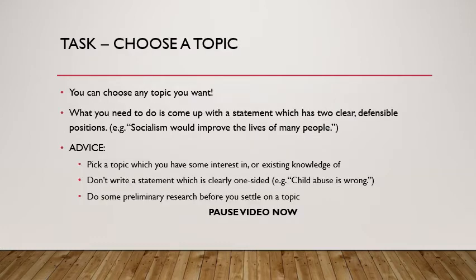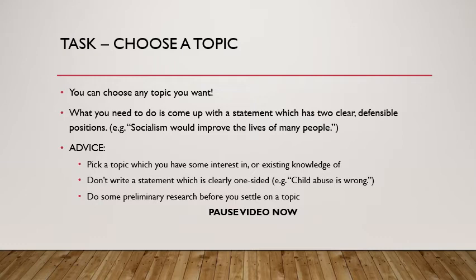So working at level 4, you have personalisation and choice, so now you're able to choose any topic you want. You can use one of the ones from the previous slide or from previous research or study or discussion that has taken place, but you need to come up with a statement that has 2 clear defensible positions. For example, socialism would improve the lives of many people. We can argue that socialism would improve the lives of many people, and we can argue that socialism would not improve the lives of many people. There are 2 sides there that we can argue.